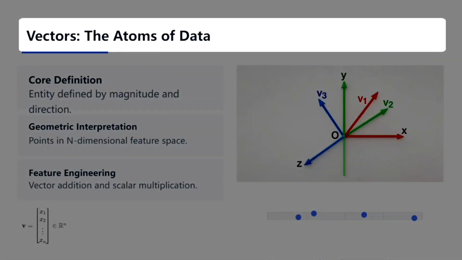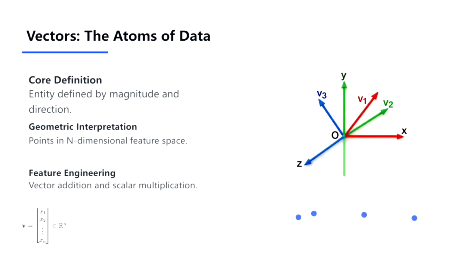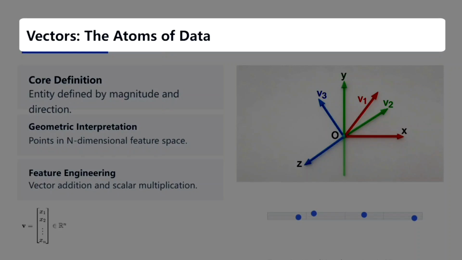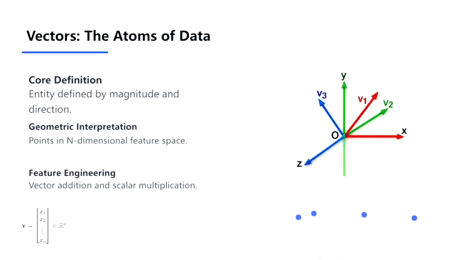Building on the overview we just covered, let's dive into the fundamental building blocks of AI, vectors. We often call them the atoms of data, because every complex structure we'll study today, from the grids of information in matrices to the high-dimensional tensors, is ultimately composed of these units.